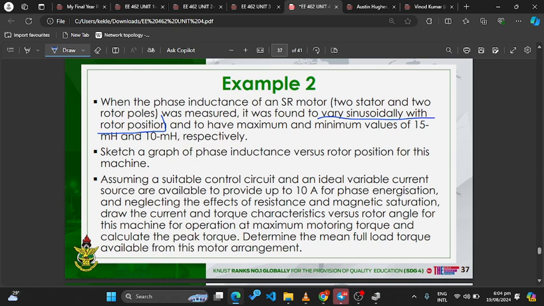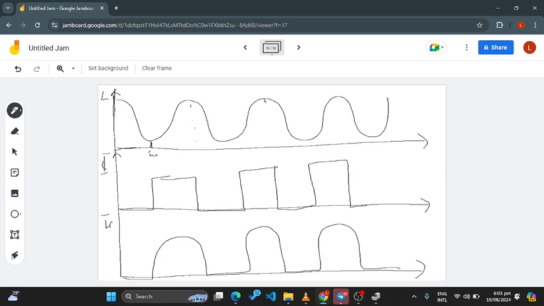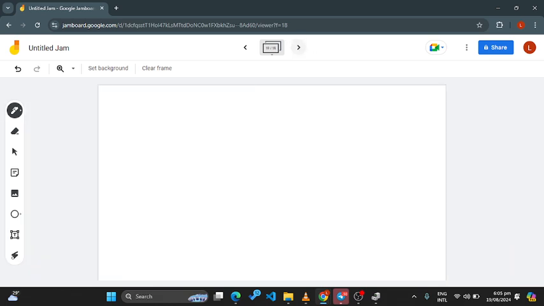So various sinusoidal with rotor position, and to have maximum and minimum values of 50 millihenries and 10 millihenries respectively. So I go back to my drawing over here. This is 15 millihenries. Then this place is 10 millihenries. And the moment I see this varies sinusoidally, because I don't want to give the enemy the chance, I'm going to write my LDC formula there so that in case I finish drawing, I don't forget.